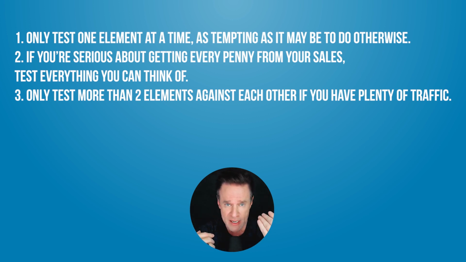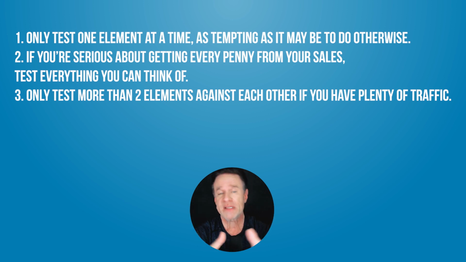Rule number 3, only test 2 elements against each other. Meaning if you want to test headlines, you test headline A and headline B. I wouldn't test headline C, D, E, F, etc. unless you have a lot of money to spend on traffic. Then you can split test 3, 4, 5 different options and run different percentages. So if you split 5 options, it'd be a 20% split to traffic to option 1, 2, 3, 4, and 5.